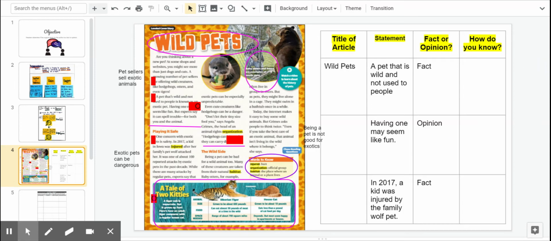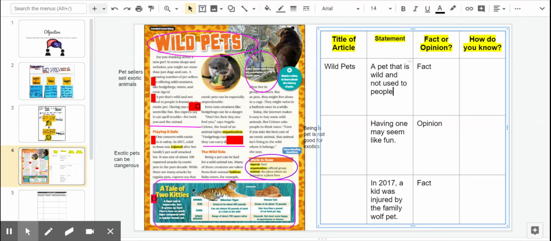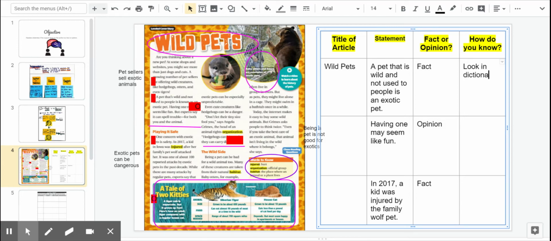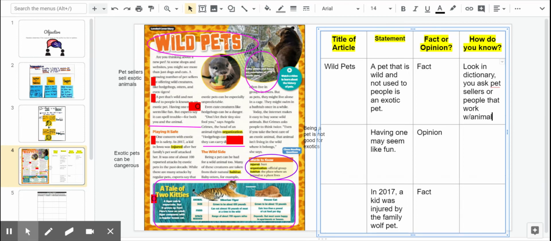A pet that is wild and not used to people, and I forgot to type it in, is an exotic pet. Okay, we can prove that. That is what they call it, okay? If you look it up in the dictionary, it's the same. You can look in the dictionary. You can ask pet sellers or people that work with wild animals. Okay? So that's how I know that it's a fact.